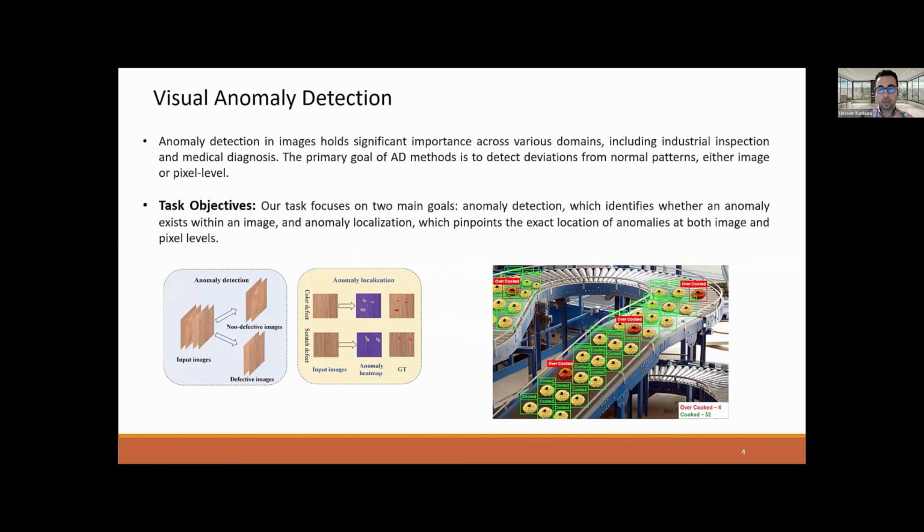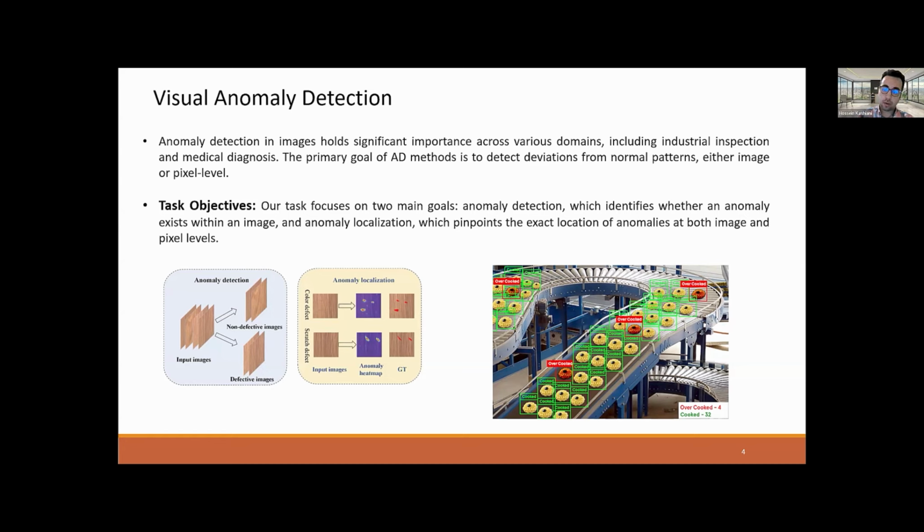So what is visual anomaly detection and what are the goals in visual anomaly detection? In visual anomaly detection, we want to achieve two main goals. First of all, for each input data that we have, we want to see whether it belongs to an anomaly or not. So this is a basic binary classification. And also, we want to look through the data that we have and localize the area of the anomalies in the input data.